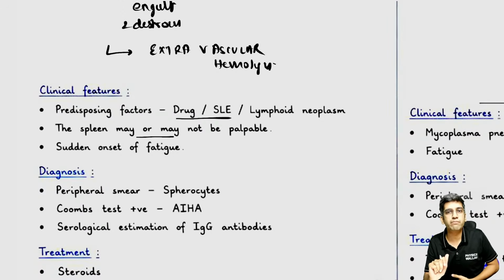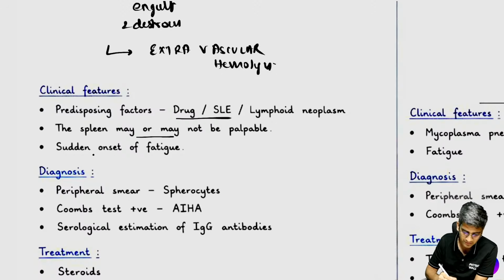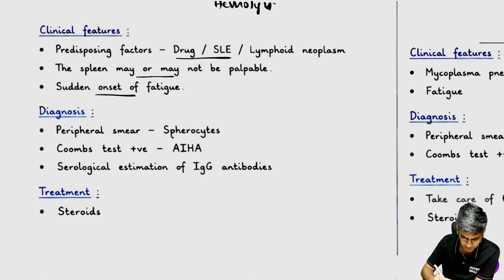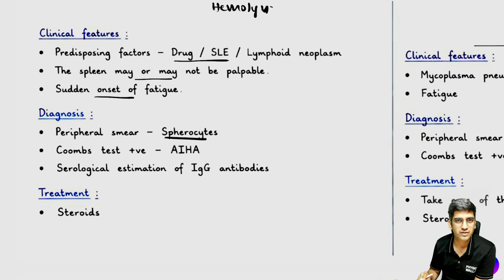Today's spleen will not become bigger, right? May or may not have splenomegaly. Sudden onset of fatigue, that's all. After intake, sudden onset of fatigue, it is diagnosed on a peripheral smear. What do I see in the peripheral smear? Classical spherocyte. The moment you see spherocyte, what's the next test?